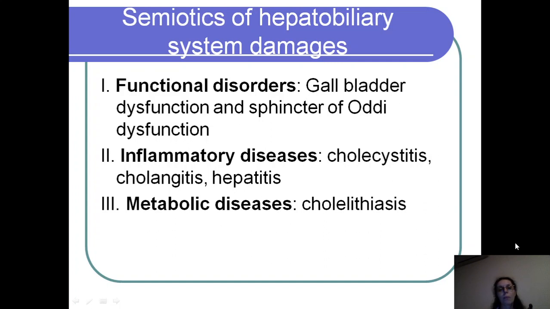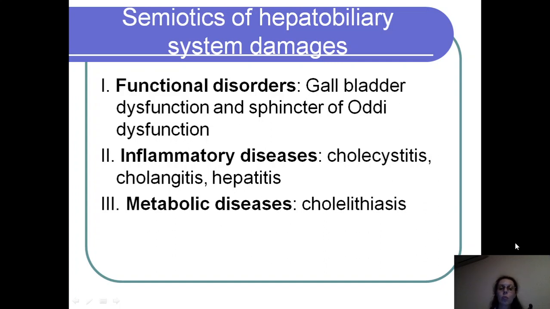Inflammatory diseases are those with the ending "-itis", inflammation in Latin, right? So cholecystitis. Cholecystitis is inflammation of the gallbladder wall. Cholangitis is inflammation of the walls of intra- or extrahepatic, or both, bile ducts. And finally, hepatitis, which is inflammation of the liver structure, the parenchyma.